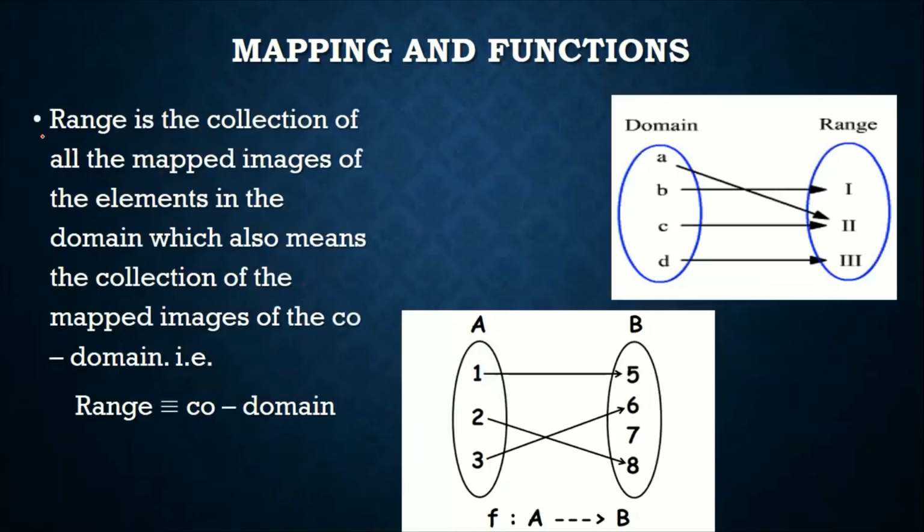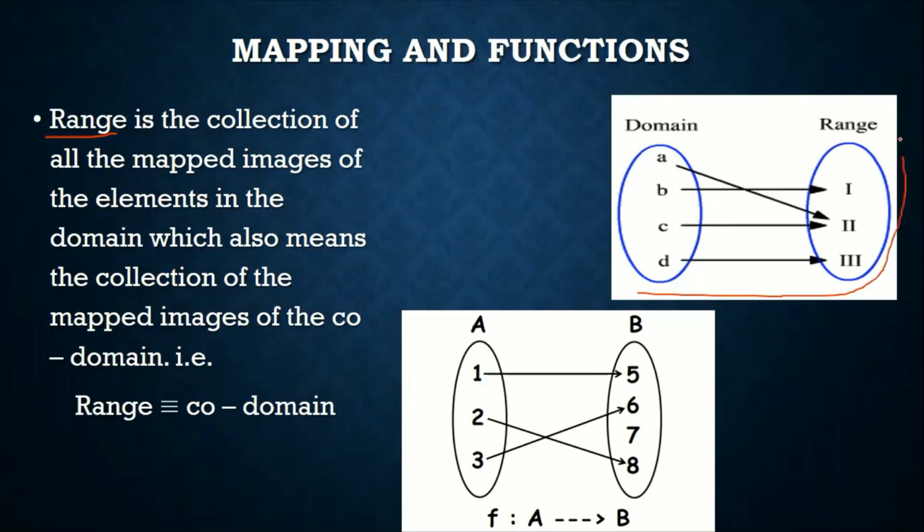Now, let's look at something very important, which is called range. We have looked at 3 things in mapping, and actually 4 things. The first one is the domain. Domain is just like the mother element, while codomain is a set of the images to which the elements in the domain are mapped. While images are the representations of the elements in the domain. Range itself is the collection of all the mapped images of the elements in the domain, which also means the collection of the mapped images of the codomain.